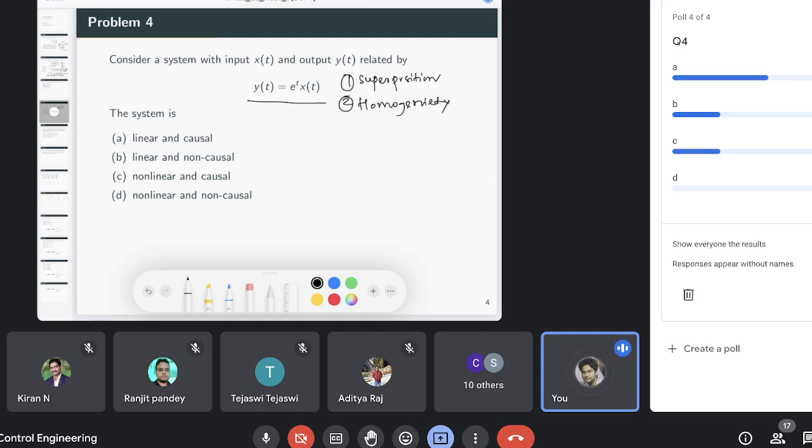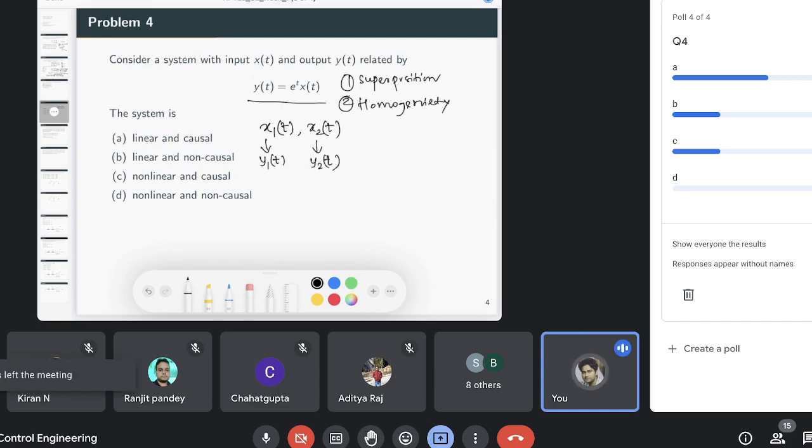So let's just check it. For superposition, we can just verify with two inputs. If it is satisfied with two inputs, x1 and x2, then it will also satisfy for any arbitrary number of inputs. That is, if it satisfies the superposition property with x1 plus x2, then it will also satisfy for x1 plus x2 plus x3 and so on, right? So for two it's just enough. Let the two inputs be x1 and x2, and let the corresponding outputs be y1 and y2.